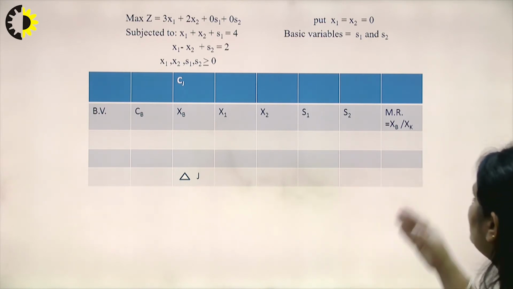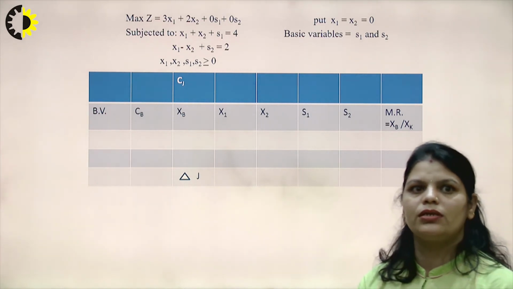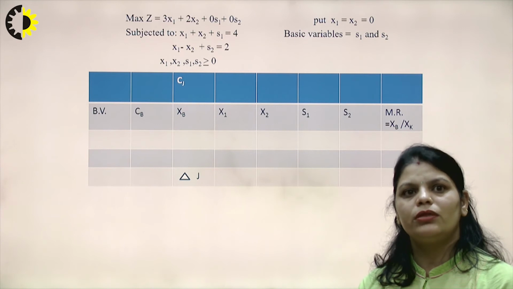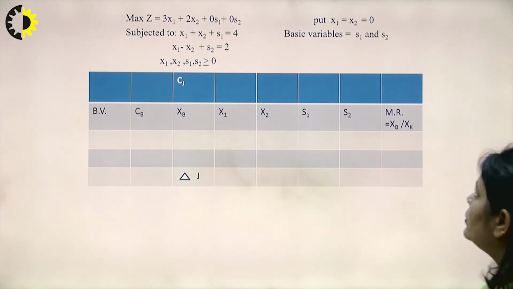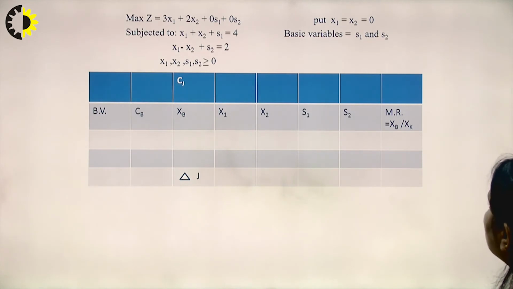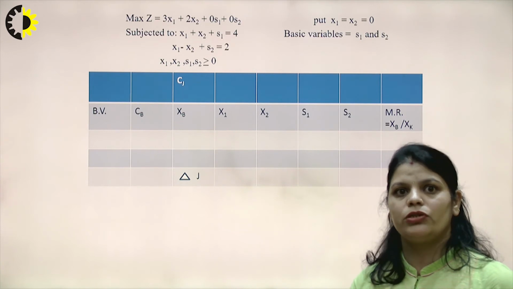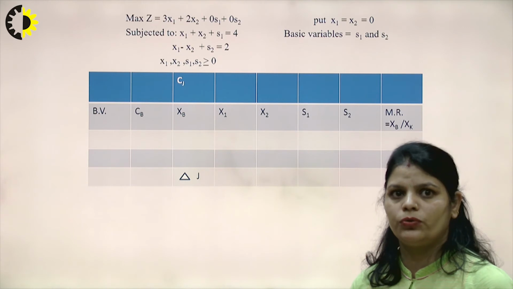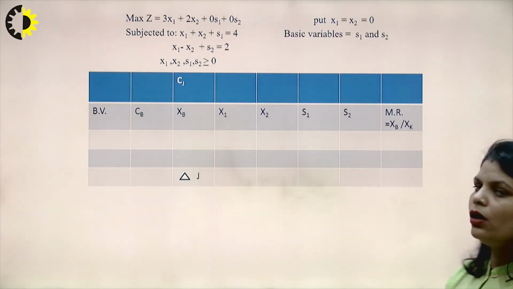Clear? So here we can see that we are putting the values of x1 and x2 equal to 0. As we have discussed earlier also, these variables will become non-basic variables. And basic variables are those variables for which we will solve the equations. So here we are solving the equations for the values of s1 and s2. Clear? So here the basic variables are s1 and s2.